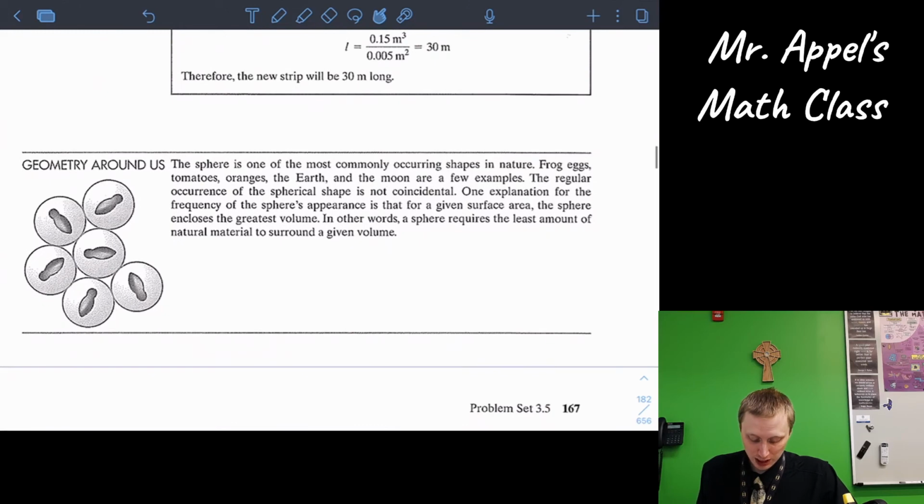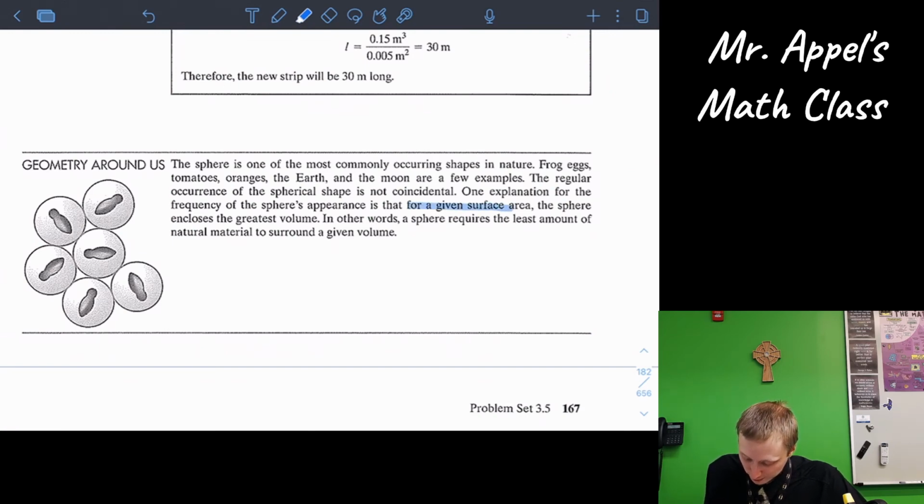And a bit of geometry around us. The sphere is one of the most commonly occurring shapes in nature. Frog eggs, tomatoes, oranges, the earth itself, the moon are a few examples. The regular occurrence of the spherical shape is not coincidental. One explanation for the frequency of the sphere's appearance is that for a given surface area, the sphere encloses the greatest volume. Write that down.